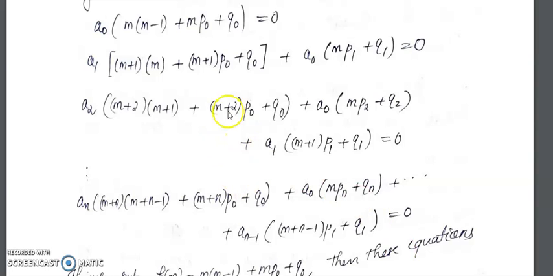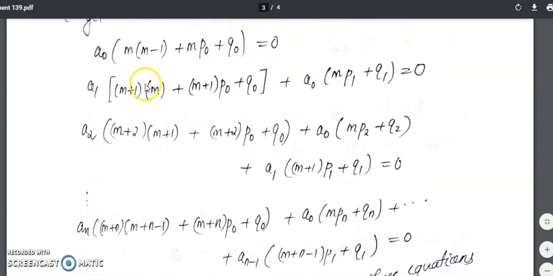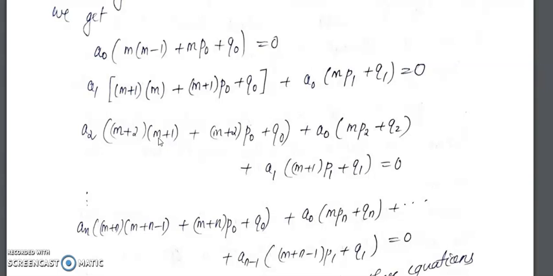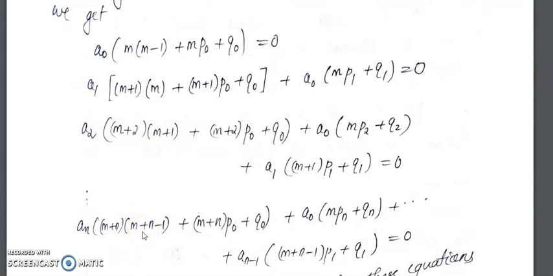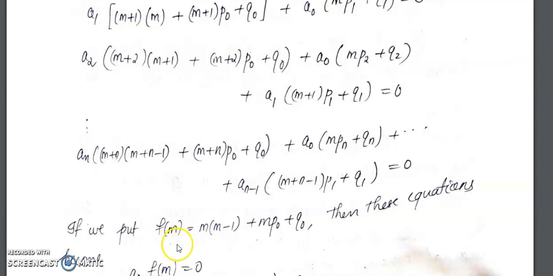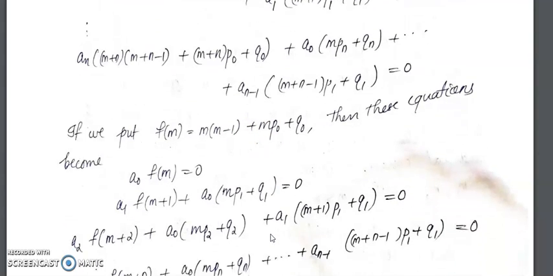Now, if we look at the term in the first bracket, that is repeating in a similar pattern. The first term will be m into m minus 1 plus m p naught plus q naught. For the second term, replace m by m plus 1. For the third term, replace m by m plus 2, and in the nth term replace m by m plus n. So let us call it f of m. If you put f of m equal to m into m minus 1 plus m p naught plus q naught, then our equations will come in this form.